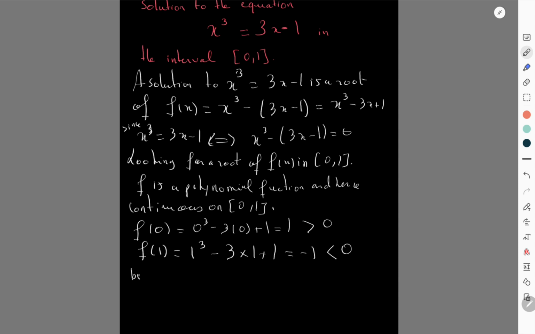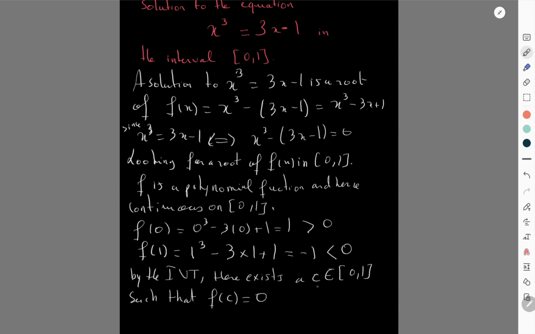So by the intermediate value theorem, there exists a c inside the interval 0, 1. Here we can take it the open interval, such that f of c is equal to 0. We can take the open interval because 0 is different than 1 and is different than minus 1. Anyways, such that f of c is equal to 0.